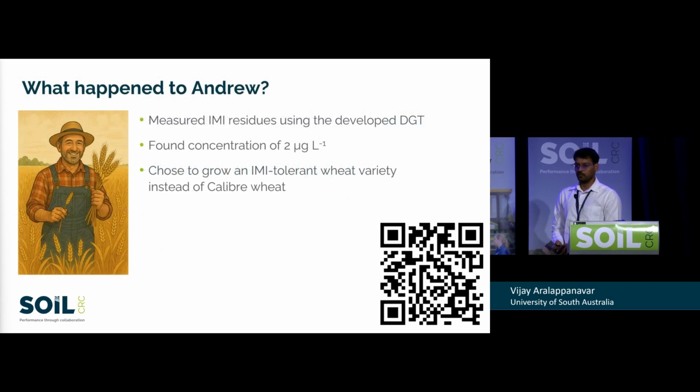So ultimately, what Andrew gained from this project: in the following summer cropping cycle, instead of conventional techniques, Andrew used DGT, and he measured the IMI residual concentration of 2 microgram per liter. So he found it was very high. So instead of growing sensitive crop varieties, he went for IMI-tolerant crop varieties. So ultimately, he achieved good yield and profit.